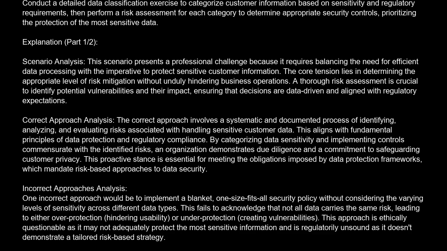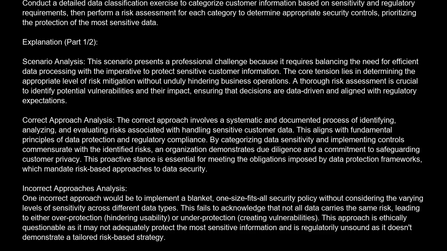By categorizing data sensitivity and implementing controls commensurate with the identified risks, an organization demonstrates due diligence and a commitment to safeguarding customer privacy. This proactive stance is essential for meeting the obligations imposed by data protection frameworks, which mandate risk-based approaches to data security. Incorrect approaches analysis. One incorrect approach would be to implement a blanket, one-size-fits-all security policy without considering the varying levels of sensitivity across different data types.